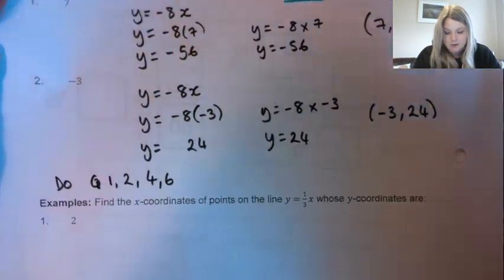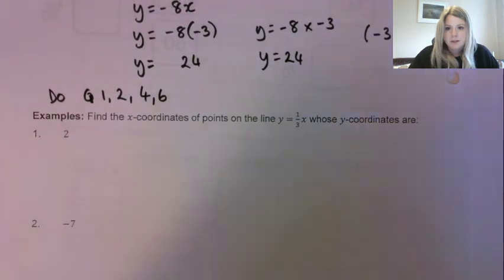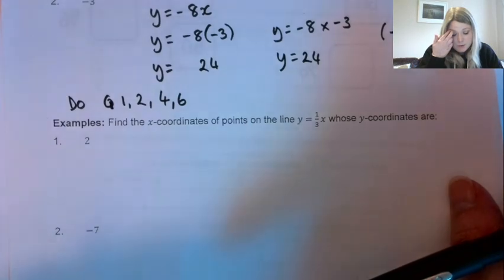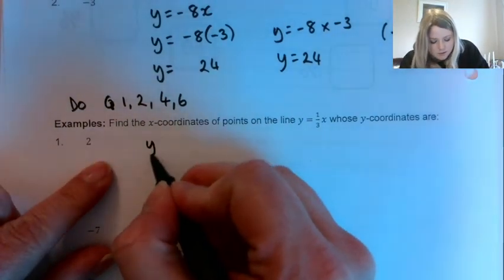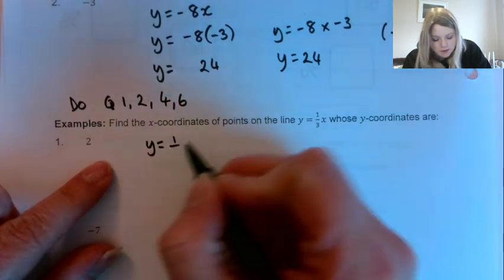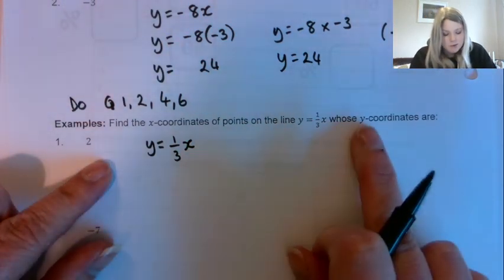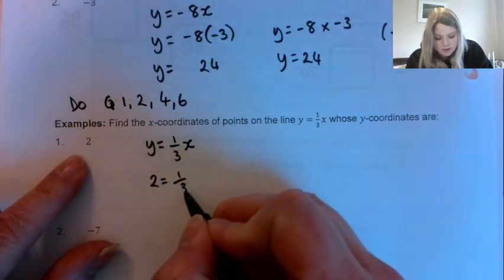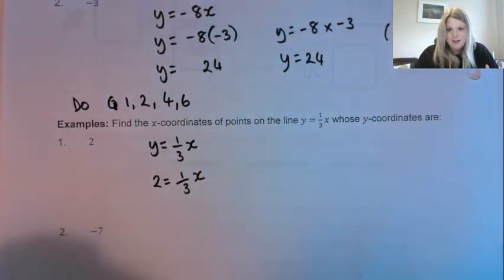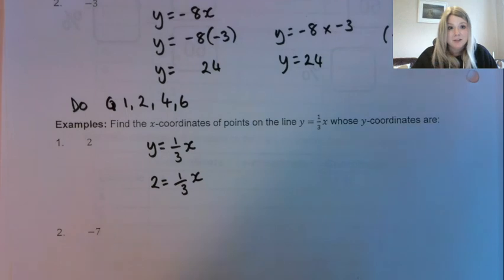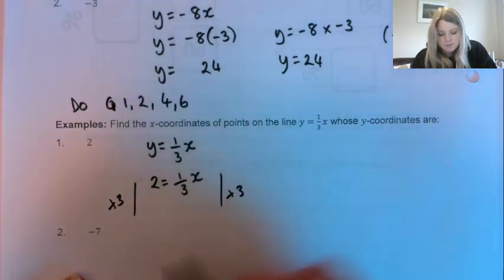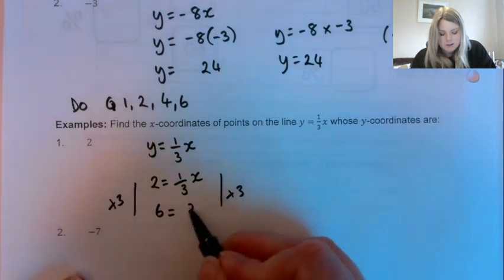Okay? So this next one is the other way around. So find the x coordinates of the points in the line y equals a third x, whose y coordinates are these. So again, start off with your equation. Y equals, what was it, a third x. And this time we've been given the y coordinate. So if I substitute in for y there with 2, 2 equals a third x. Now, to get x on its own, we have to either divide by a third, but dividing by a third is the same as multiplying by 3. So I would multiply by 3 there to get x on its own. So 2 multiplied by 3 gives me 6. And then I'm just left with x there.